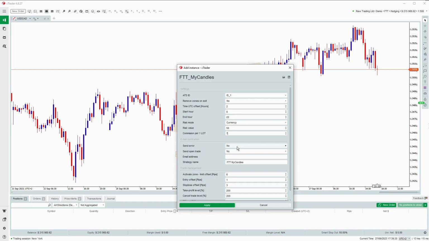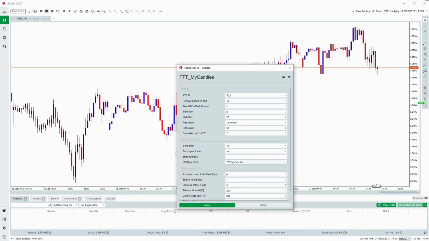And also, we have here another setting. Send open trade. If set to yes, the strategy will send you an email when it opens a position in a particular instrument. Email address. Enter the address to which you would like to receive notifications. In case you don't want to send any notifications, just leave this field empty and set both options send error and send open trade to no.